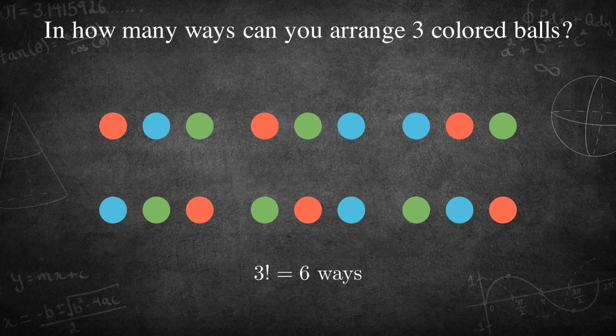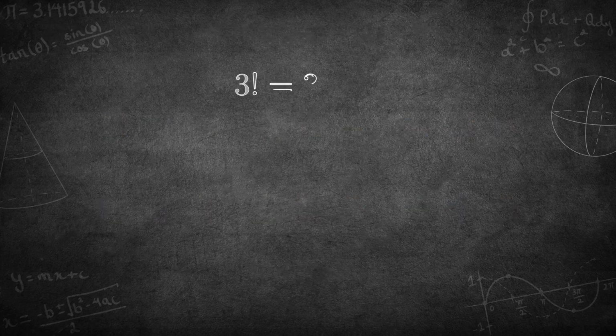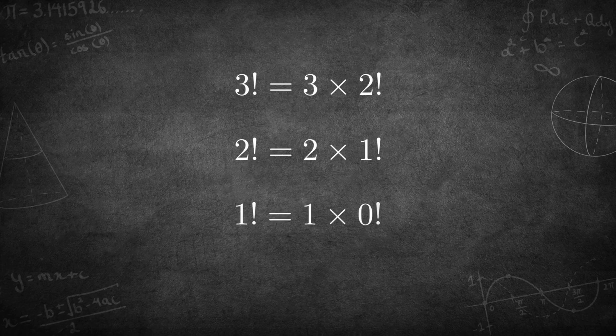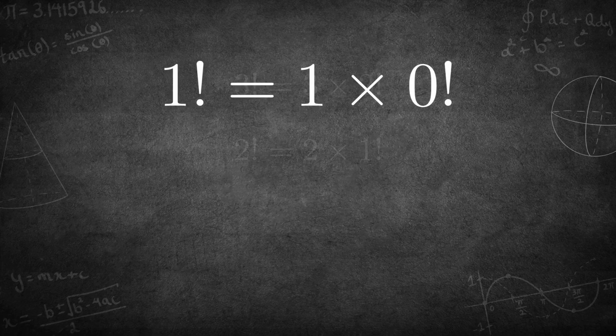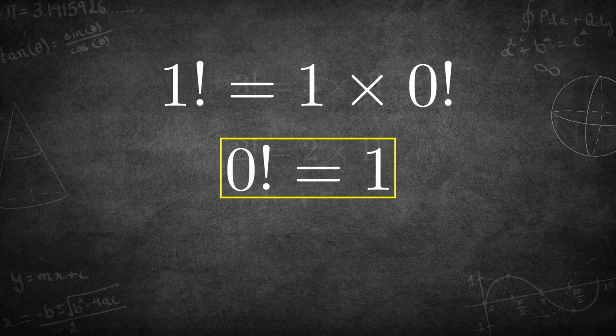What is 0 factorial? Let's follow the pattern. 3 factorial equals 3 times 2 factorial. 2 factorial equals 2 times 1 factorial. 1 factorial equals 1 times 0 factorial. Here's where it gets interesting. So, from 1 factorial equals 1 times 0 factorial, and knowing that 1 factorial equals 1, we can divide both sides by 1 and find 0 factorial equals 1.